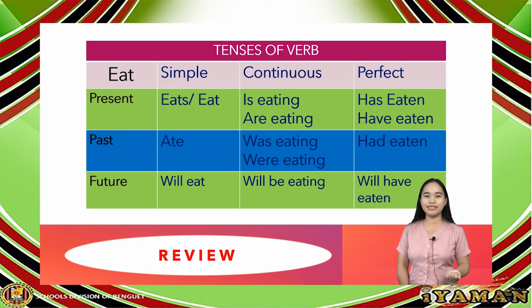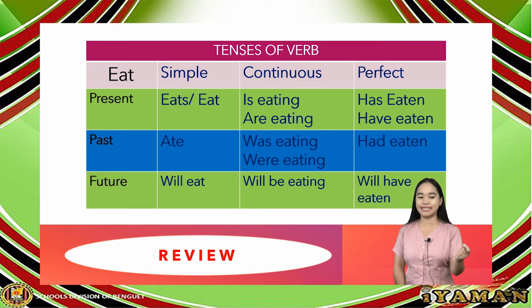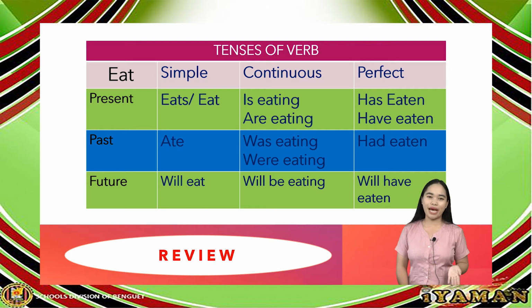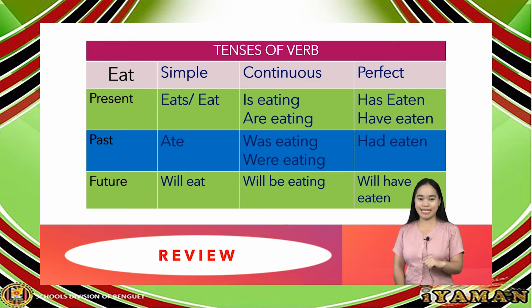To give you an example, let's have the verb eat. In the simple present, it is eats or eat. In the simple past, we have the word ate. In the simple future, we have will eat. In the continuous tense, we have present continuous is eating or are eating. In the past continuous, we have was eating or were eating. In the future continuous, we also have will be eating.